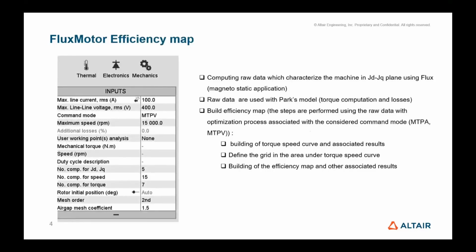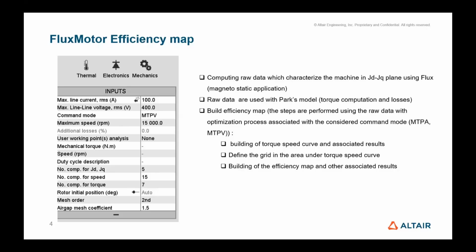In this third slide, the method also used to compute the efficiency map in the case of FluxMotor. When you open FluxMotor, you go to the motor catalog, you open your motor, you go to the performance mapping. From this, there is a possibility to compute the efficiency map of the motor. This is the input that we have in this case. When we use this data and we run the computation, we use also the same thing behind. We use Flux with a magnetostatic application.